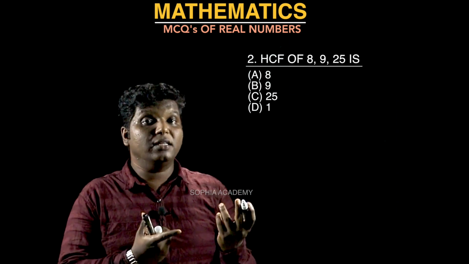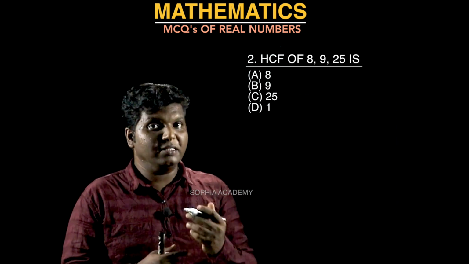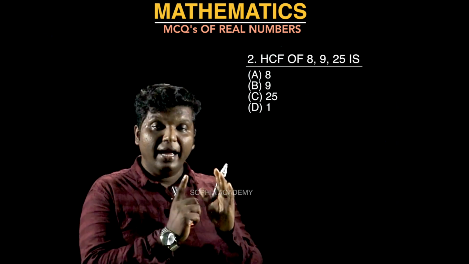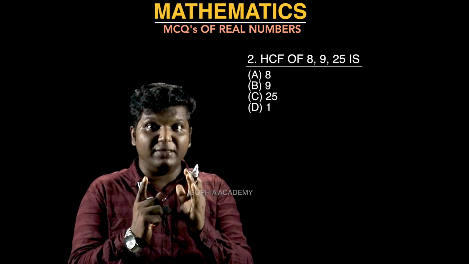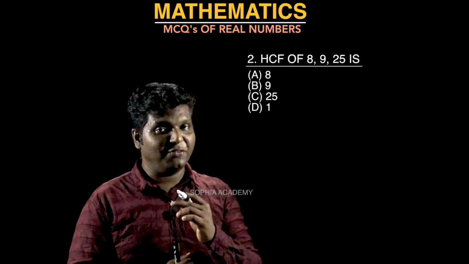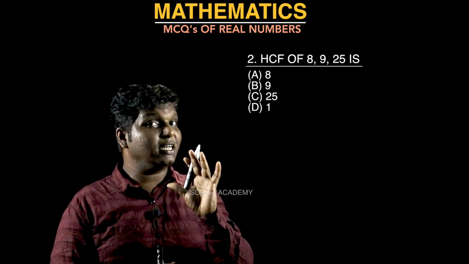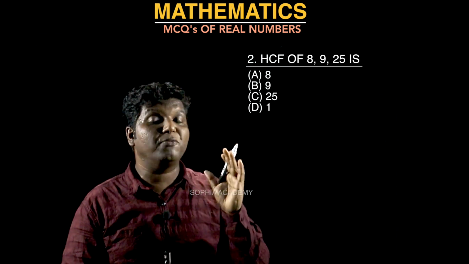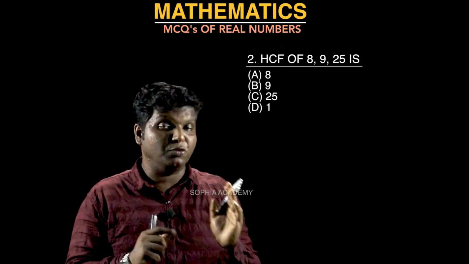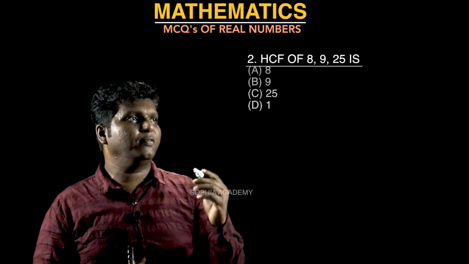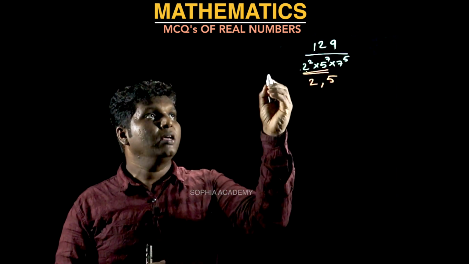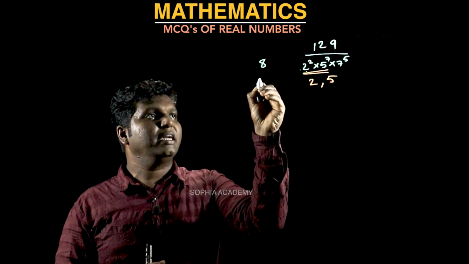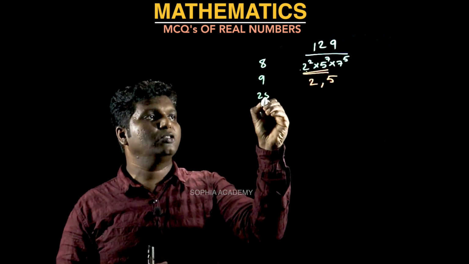Whenever you want to find the HCF, there are plenty of methods. You already know that from your 8th class onwards, or I think from your 7th class, you are studying how to deal with HCF and LCMs, right? But here in 10th class, we studied the prime factorization method, which is the easier method to find the HCF. So let us go for that one itself. What are the numbers mentioned here? The first number is 8, next number is 9, and the third number is 25.